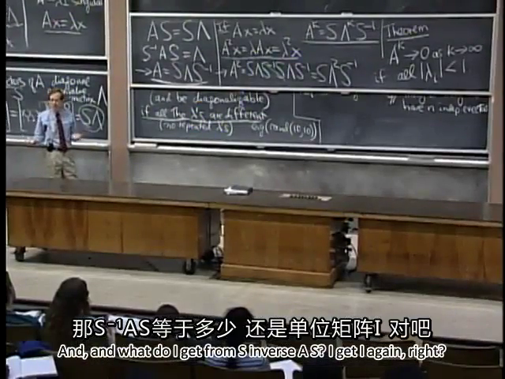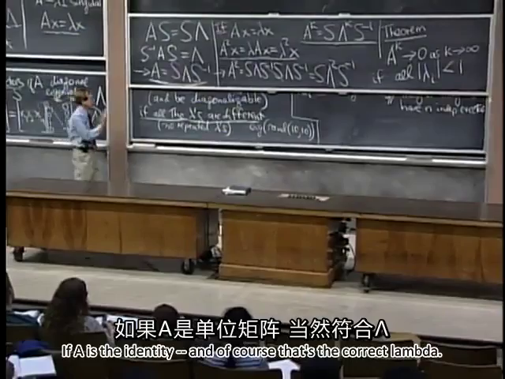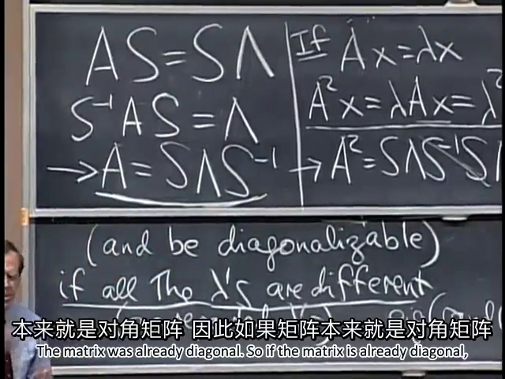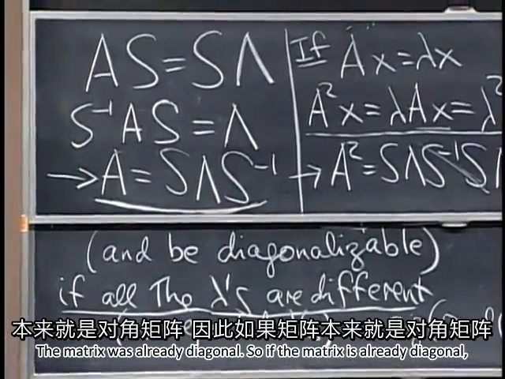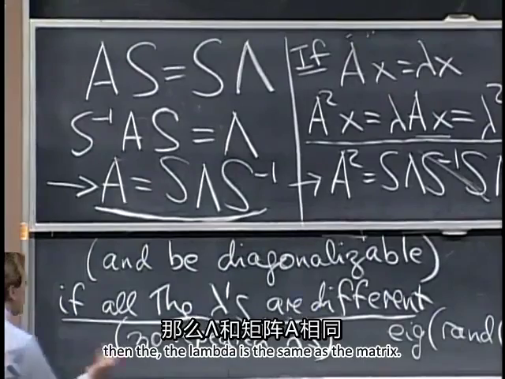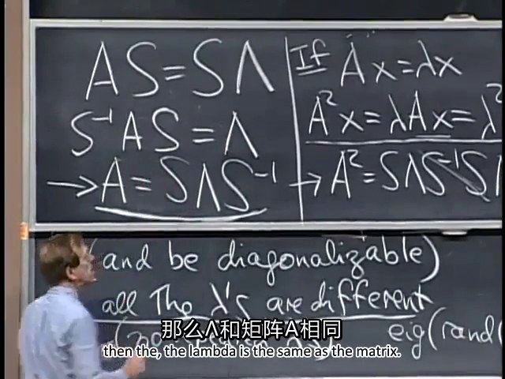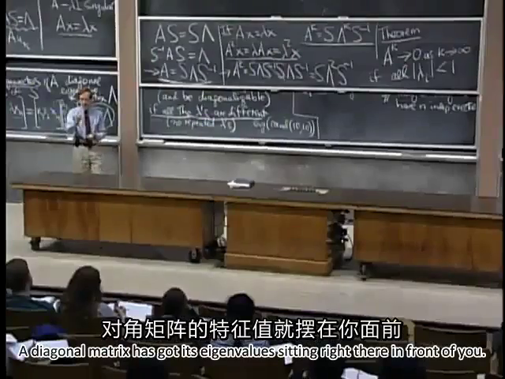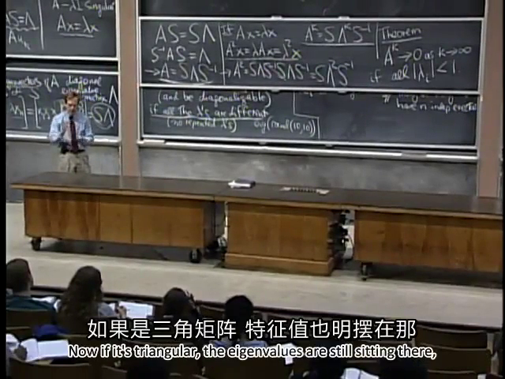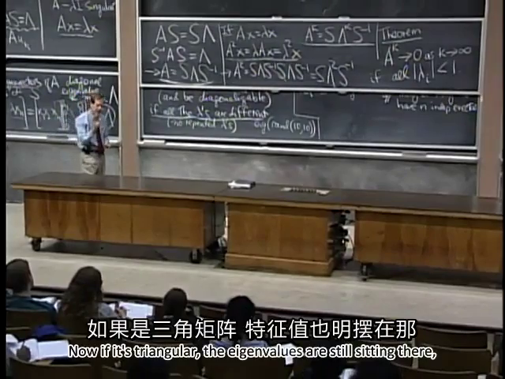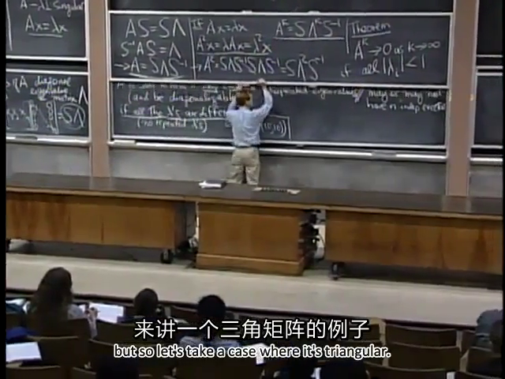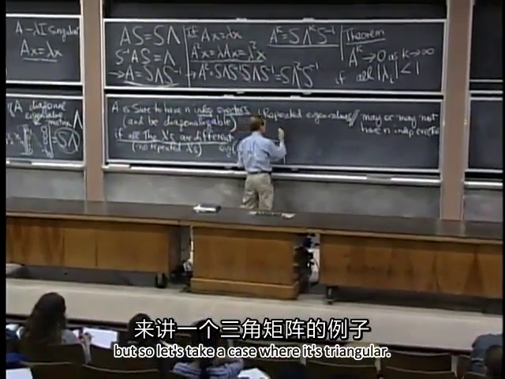I get I again, right? If A is the identity, of course, that's the correct lambda. The matrix was already diagonal. So if the matrix is already diagonal, then the lambda is the same as the matrix. A diagonal matrix has got its eigenvalues sitting right there in front of you. Now, if it's triangular, the eigenvalues are still sitting there. But let's take a case where it's triangular.